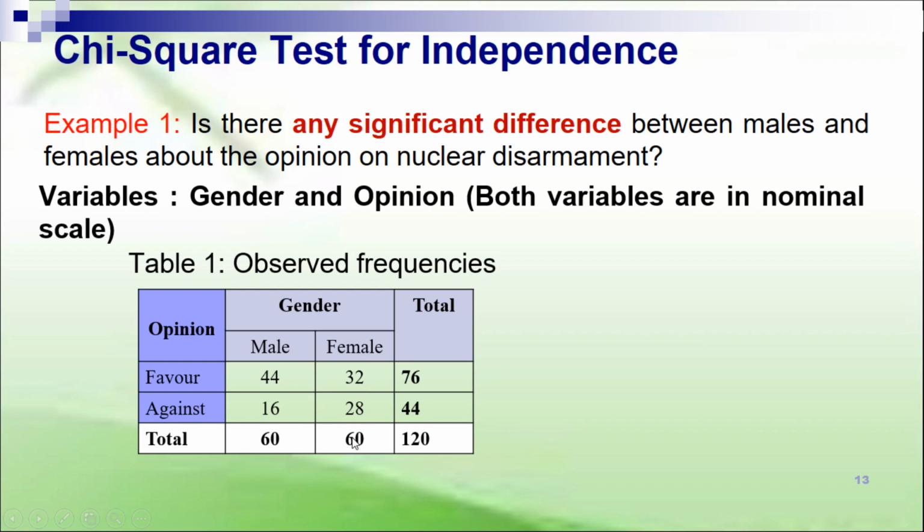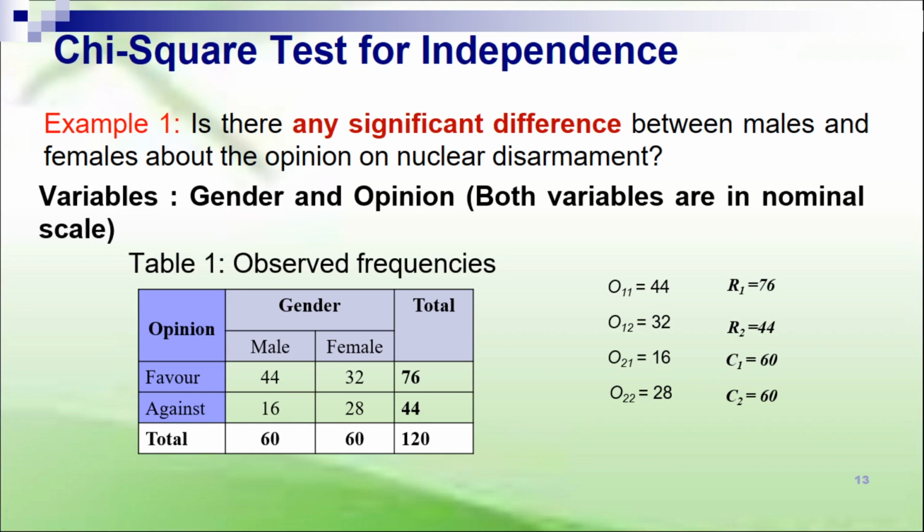This 60 and this 60 we call the column totals. The row totals are 76 and 44. The total number of observations, which we call the grand total, is 120. Then you can write down the observed frequencies by looking at that table. O11 is 44, that means it belongs to the first category of gender, male, and favor. O12 is 32, female and favor. O21 is 16, that means 16 people belong to against and the male category. O22 is equal to 28. The row totals are 76 and 44, the column totals 60 and 60.